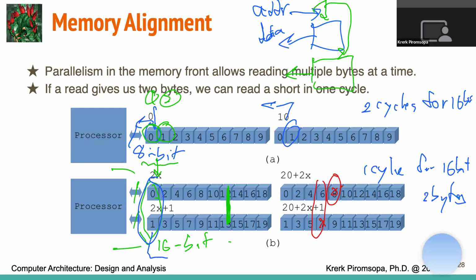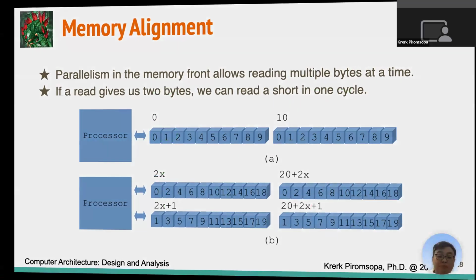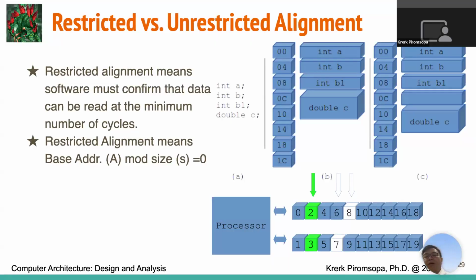This is the bus and memory organization: 1 row in 1 address, which is 2 bytes in this case. So what we should do is always make sure that our data is on the same row. That way we can read it faster. We call that alignment.